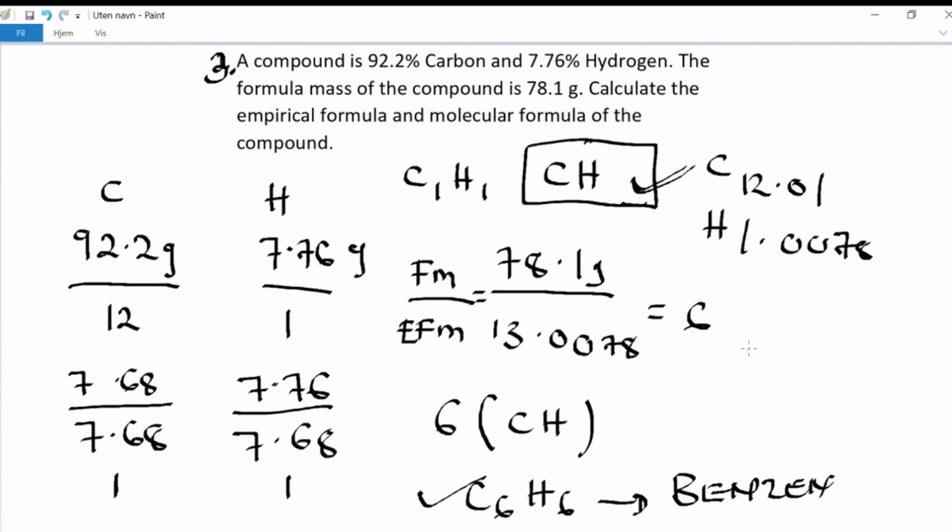So the empirical formula, let's write it like that, was CH, and the molecular formula was C6H6.